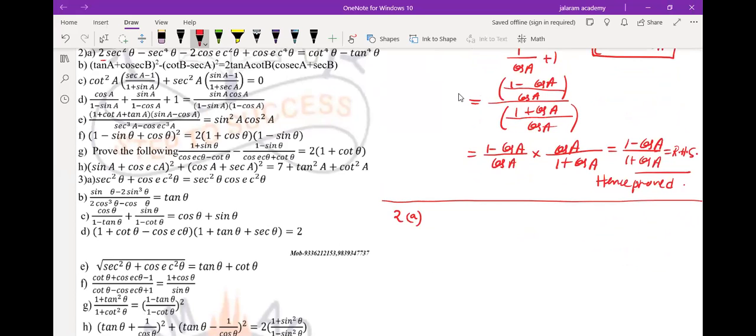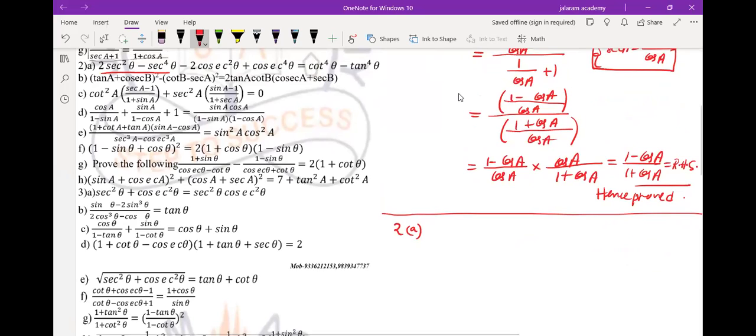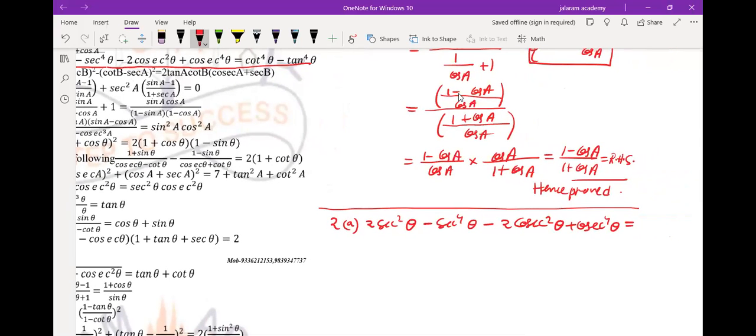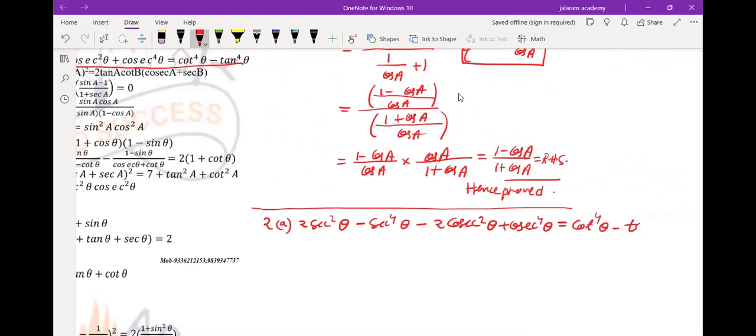Question number 2A, this one. 2 sec square theta minus sec to the power 4 theta minus 2 cosec square theta plus cosec to the power 4 theta equals cot to the power 4 theta minus tan to the power 4 theta.